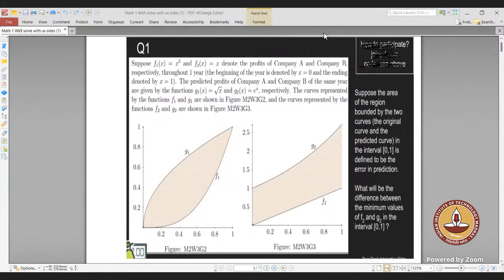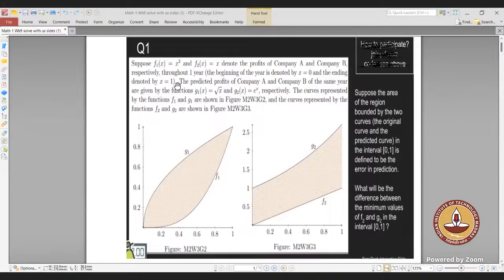Hello, am I audible? Yes, sir. So what this question is telling is, suppose f1 of x is equal to x cube and f2 of x is equal to x. This is the function f1 which denotes x cube, and this is the function f2 which is x. They denote the profit of company A and B respectively, throughout 1 year. The beginning of the year is denoted by x is equal to 0 and the ending is denoted by x is equal to 1.